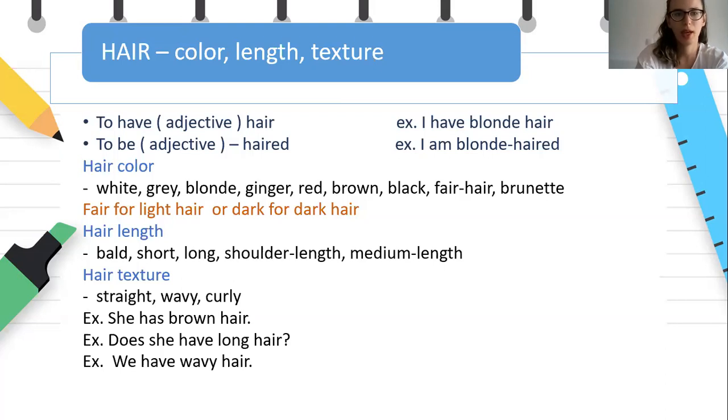Next, hair length. Of course, if you don't have any hair, you are bald. Short, long, shoulder length, medium length. And hair texture. You can have straight, wavy, or curly hair. Let's see the examples. She has brown hair. Does she have long hair? We have wavy hair.